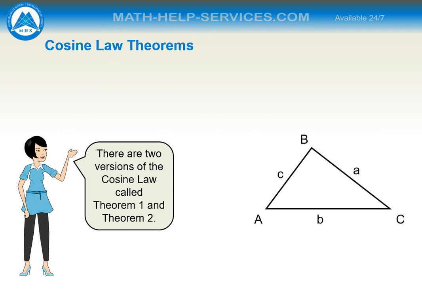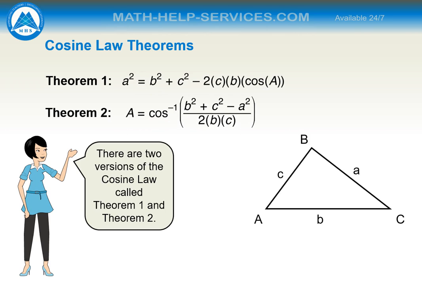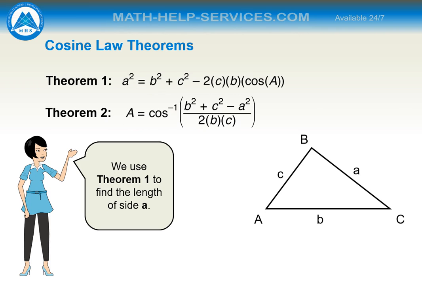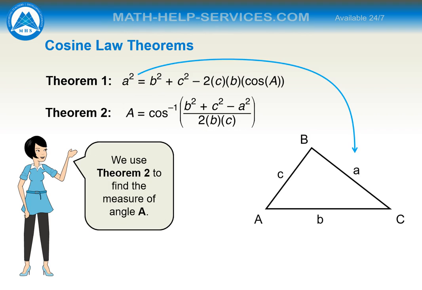There are 2 versions of the cosine law called Theorem 1 and Theorem 2. Here is Theorem 1. We've already seen this one. And here is Theorem 2. We use Theorem 1 to find the length of side A. We use Theorem 2 to find the measure of angle A.